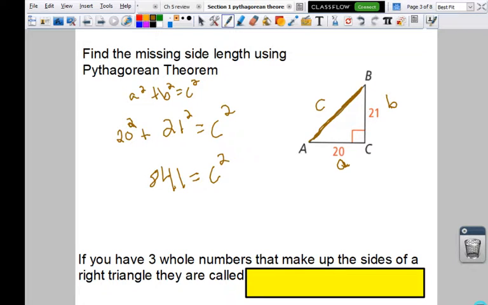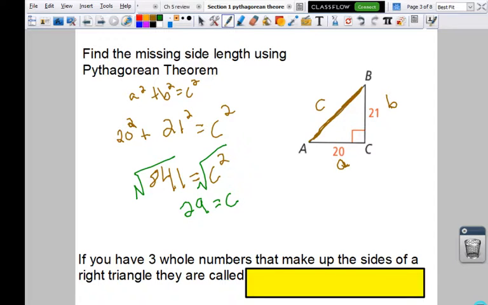But I got to get the C by itself. We're going to square root it. So we have C squared, not just C. So to get rid of it, I'm going to square root it on both sides. I'm going to go back here into Desmos, and I'm going to go square root of 841, and we get 29. And so we get 29 equals C.